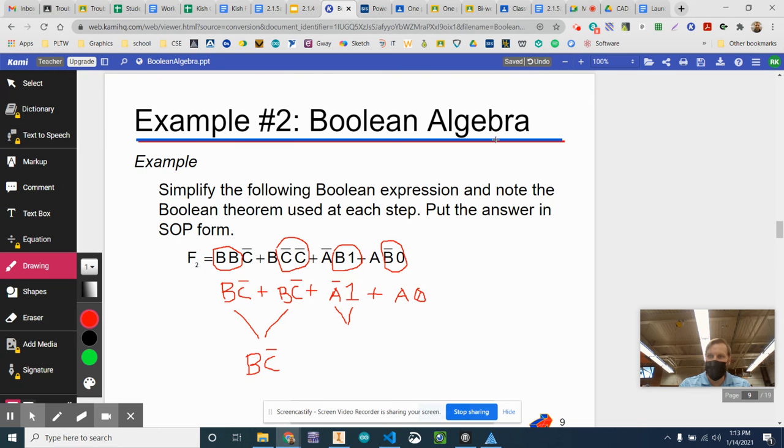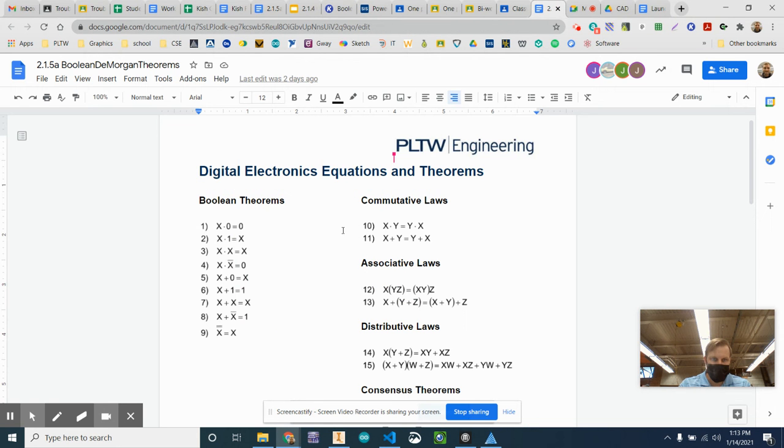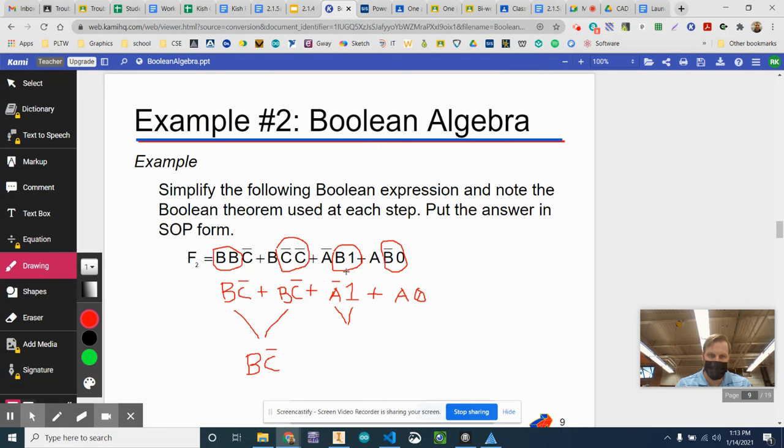Oh, did I make that mistake? Nope. X times 1 is X. Oh, I see what you're saying. Did I put the 1 in? Yeah, you're right. My mistake. That's why that wasn't making sense to me. Okay. Yes, thanks for catching that. So that should have reduced to a B, not a 1.